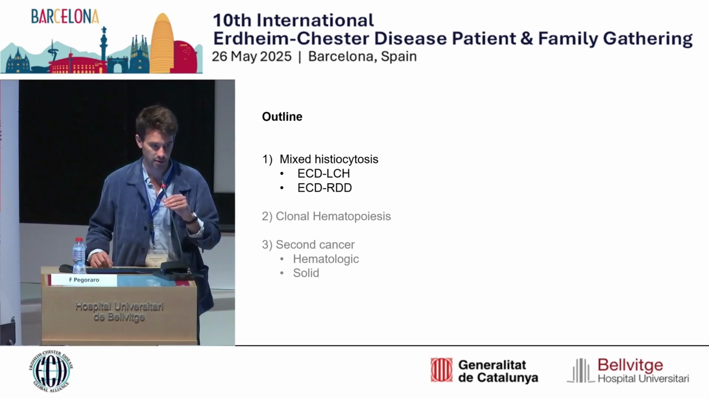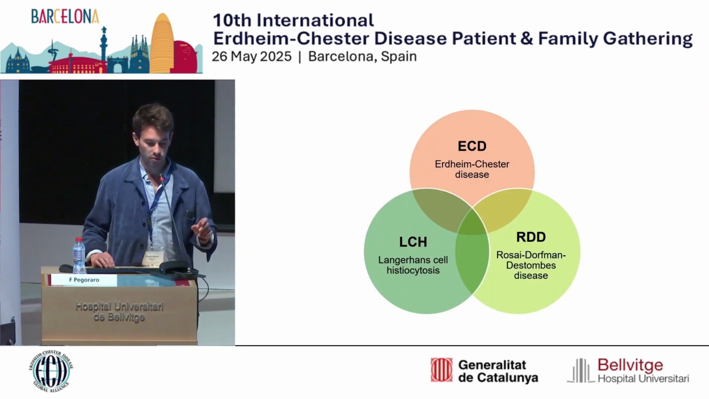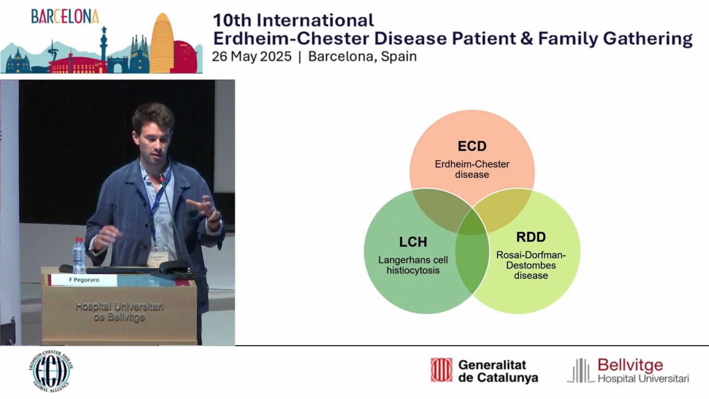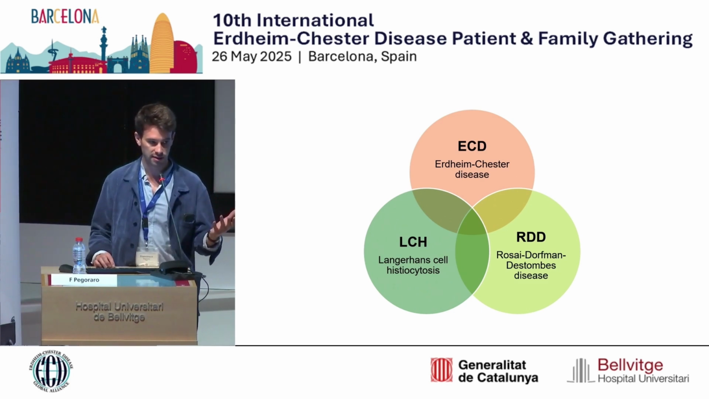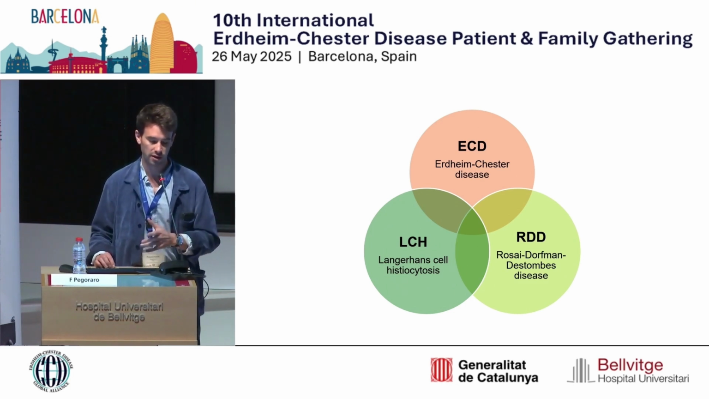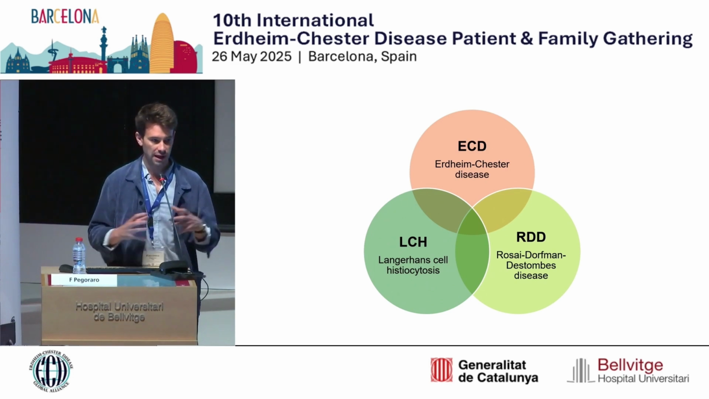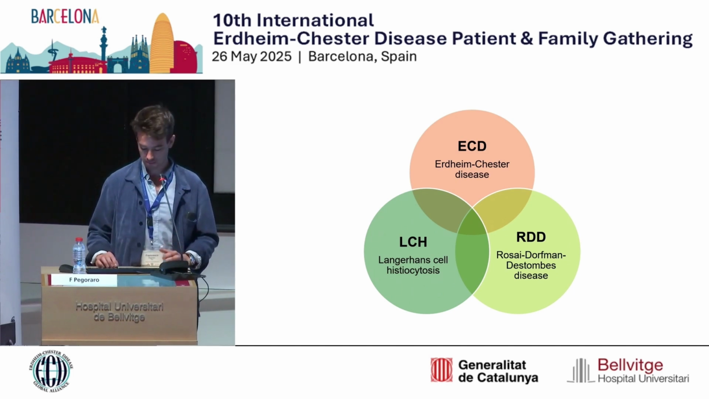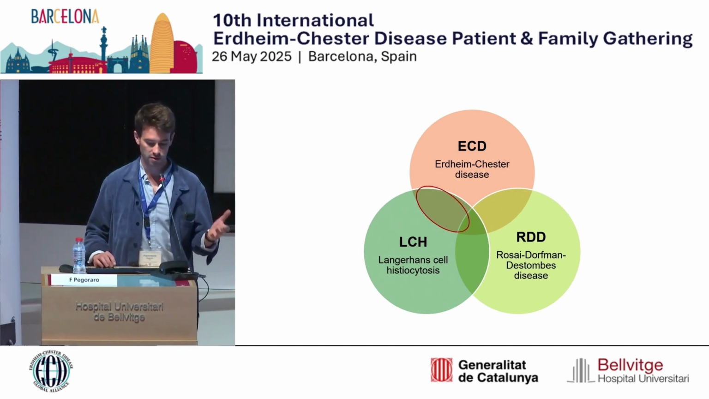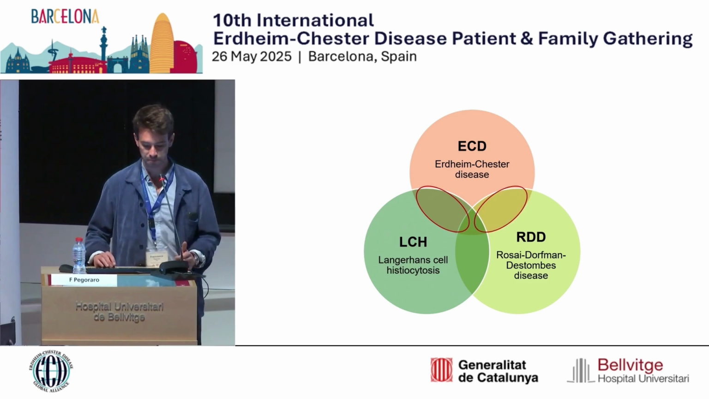So, mixed histiocytosis. As you already heard this morning, we know that histiocytoses are not always unique diseases, but there are some features that can overlap among them. We can have ECD and LCH, we can have ECD and RDD, we can also have LCH and RDD, and we can have the three of them together. This overlapping could be a clinical overlapping, but also a pathology overlapping, meaning the biopsies. So today, as I said, I'm going to focus on ECD-LCH and ECD-RDD.